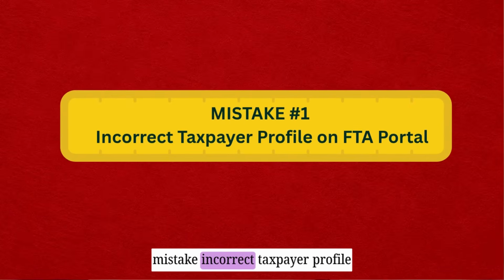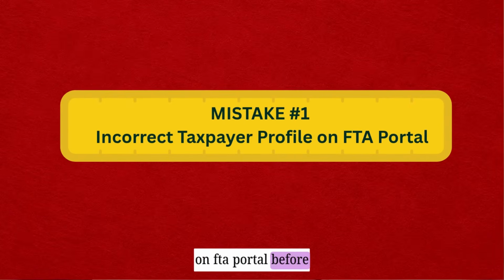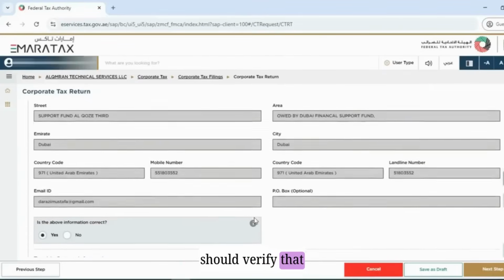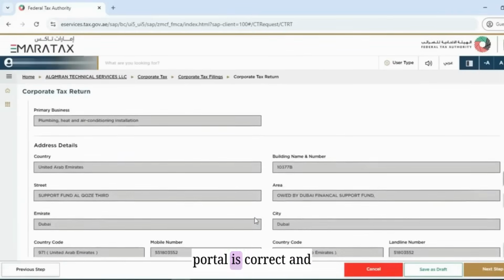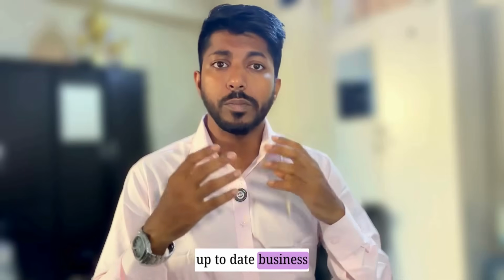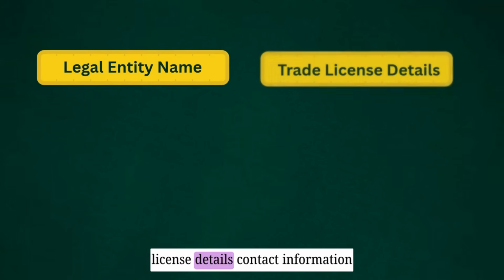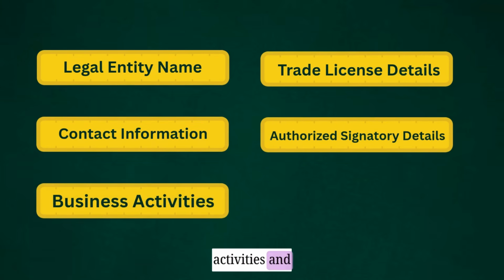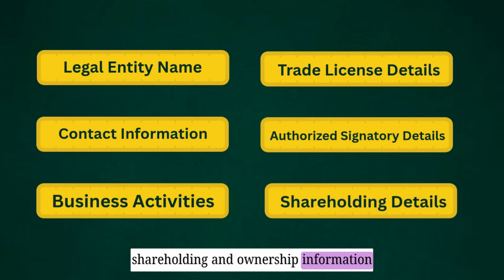First mistake, incorrect taxpayer profile on the FTA portal. Before starting the corporate tax return filing process, a business should verify that the taxpayer profile on the FTA portal is correct and up to date. Business should verify the following information in section 1 of the CT return before proceeding with the return filing process, such as legal entity name, trade license details, contact information such as email address and phone numbers, authorized signatory details, business activities, and shareholding and ownership information, and of course other relevant information.